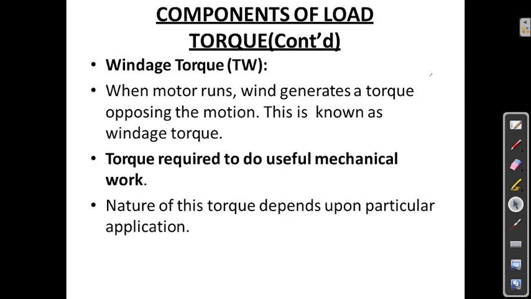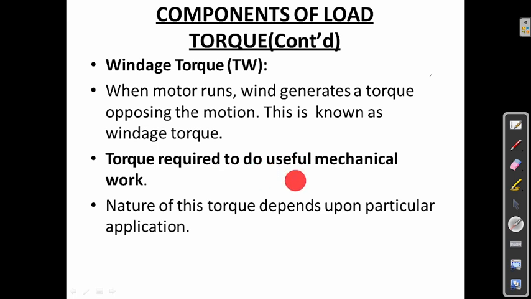In windage torque, when the motor runs, the wind generates a torque opposing the motion. As we saw earlier, in a passive torque the sign might change, whether positive or negative. So this is a passive torque, as we know already. Here, when the motor runs, wind generates a torque opposing the motion. This is known as the windage torque.